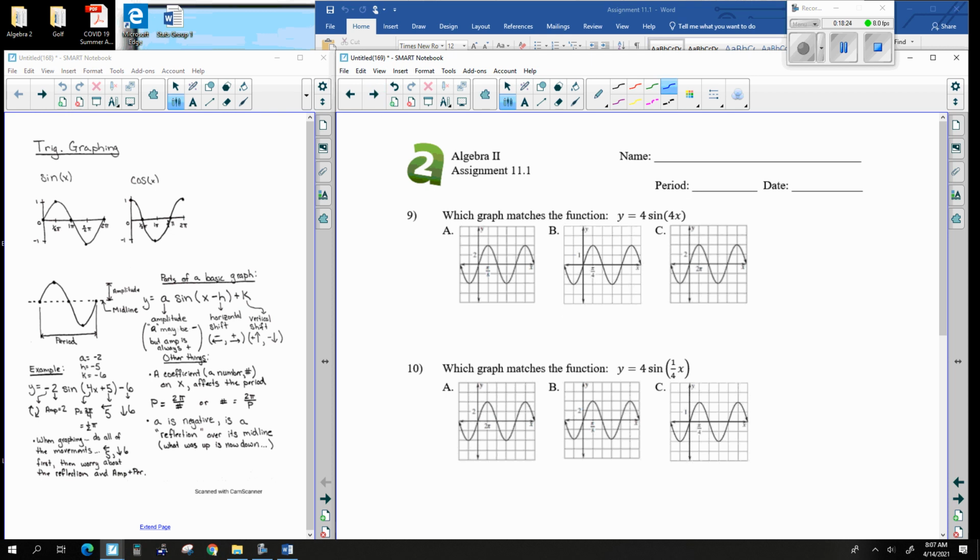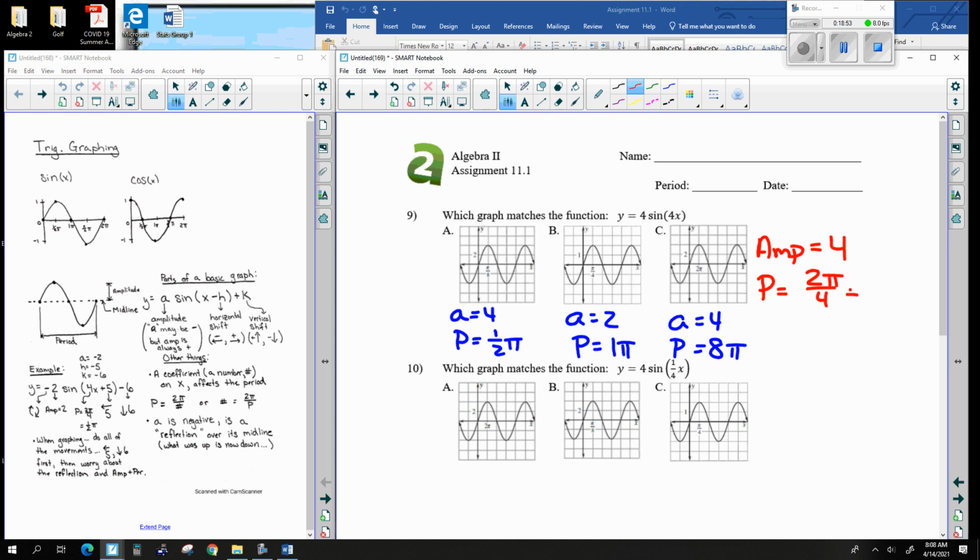Okay, same idea. So here we have an amplitude of 4, period of 1/8, 2/8, 3/8, 4/8, so 1/2. Amplitude of 2, period of 1/4, 2/4, 3/4, 4/4. Amplitude of 4, period of 2, 4, 6, 8. From here, we see that we have an amplitude of 4 and a period that is 2 pi divided by 4, which is 1/2 pi.